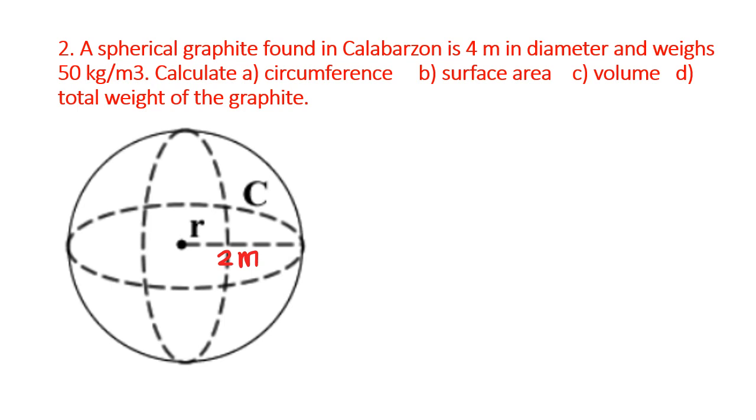For number 2, calculate the weight of a spherical graphite ball found in a collaboration, 4 meters in diameter, so 2 meters radius, weighing 50 kilograms per cubic meter. So for the circumference, equals 2 pi r, your r is 2, so equivalent to 12.57 meters.